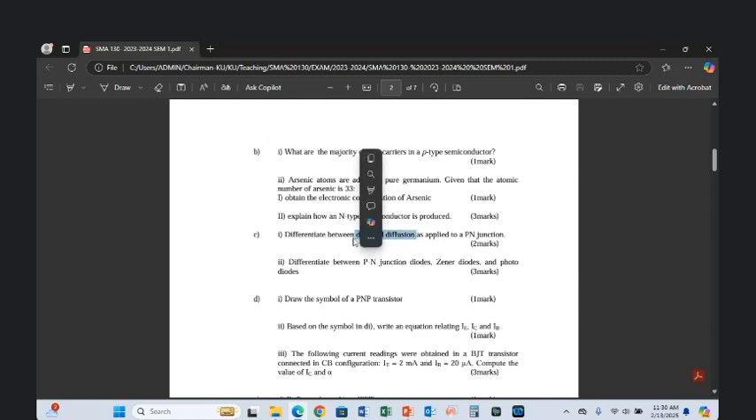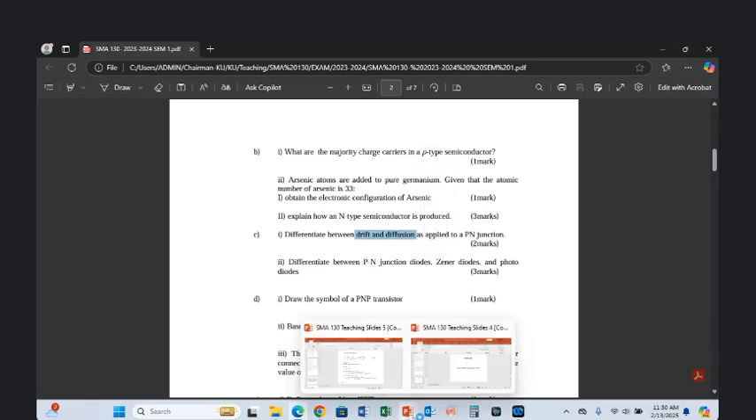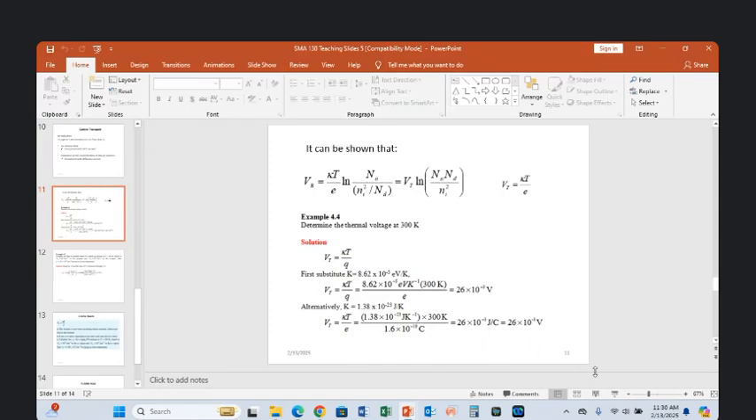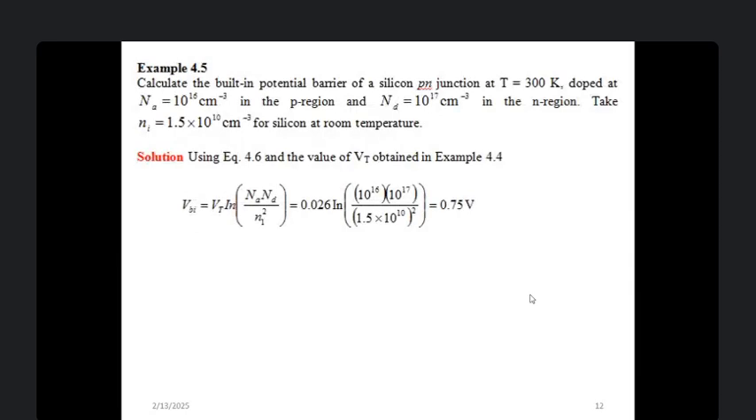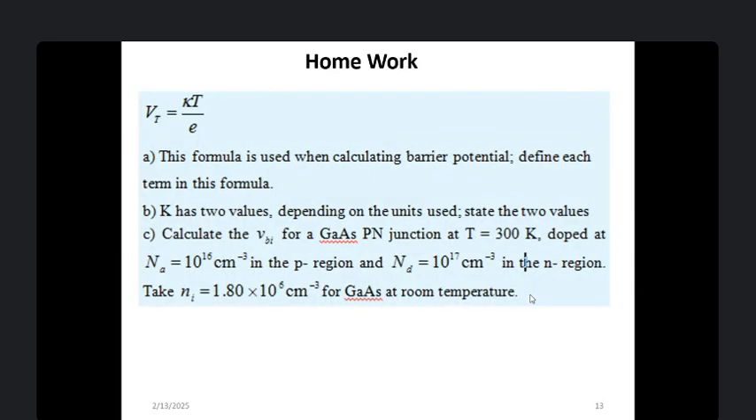Differentiate between drift and diffusion as applied to a PN junction. Now, the mistake some students make when they get this kind of a question, you are not being asked for drift current. You are just asked to explain what does drift mean, what does diffusion mean. Again, I'm showing you so that you gauge yourself. Are you able to answer these kind of questions? So let's go back to our discussion.